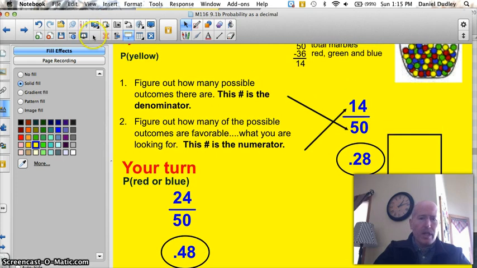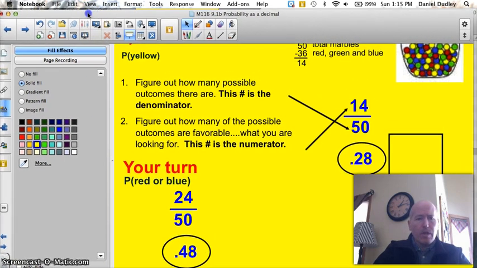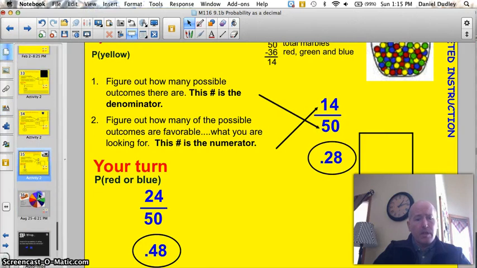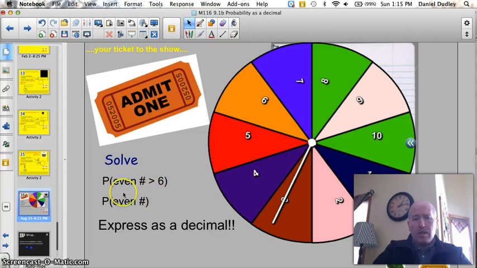All right, good job. Time for the ticket to the show. Very similar to last night, but I did change it. Here's the spinner. What is the probability of getting an even number that is greater than 6? Kind of tricky. An even number greater than 6. There's a total of 10 on here. And then the second problem, what is the probability of just getting an even number? Don't forget, express your answer as a decimal. I'll give you a second to look at that.